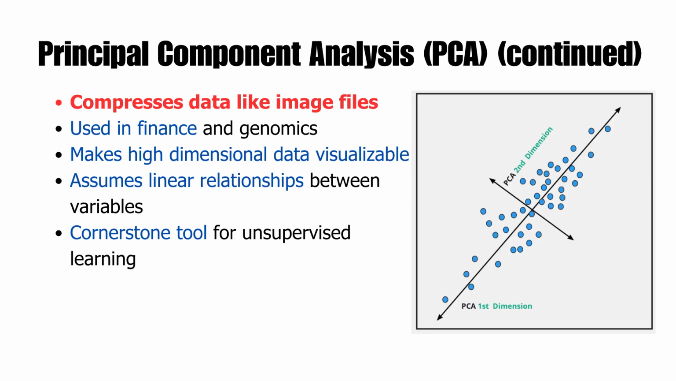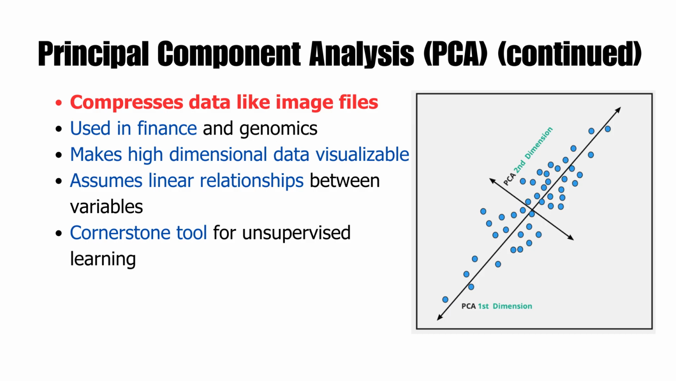A way to think about it is to compress a large picture to one with a smaller file size, where you lose a bit of detail, but the overall picture remains. PCA is widely used in fields like finance to reduce the number of market indicators, in image classification to reduce pixel data dimensionality, and in genomics to analyze genetic variation.